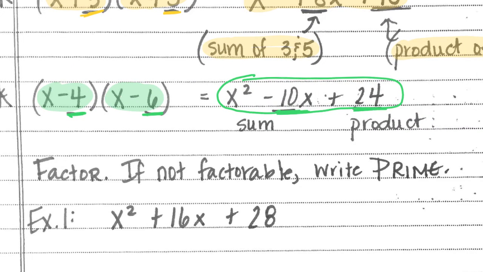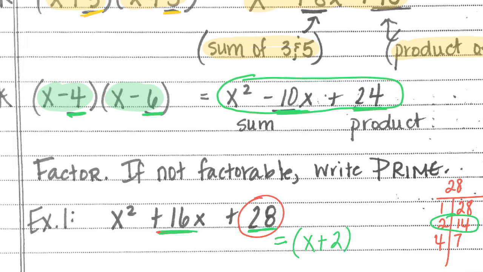So the first thing that we want to look at are the factors of 28. Well, we know how to write out the factors of 28, 1 and 28, 2 and 14, 3 doesn't go into it, 4 and 7, 5 doesn't go into it, 6. All right, we're back around. Are there factors of 28 that add up to be 16? Yeah, I see them too. 2 and 14. 2 times 14 is 28. 2 plus 14 is 16. So I know I can write this as x plus 2 times x plus 14.